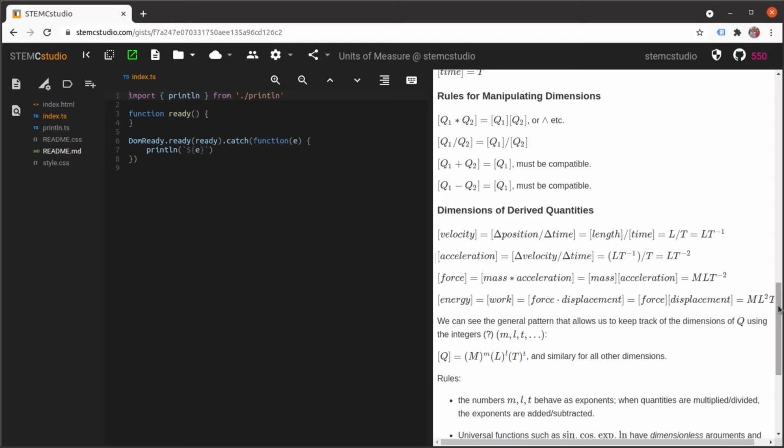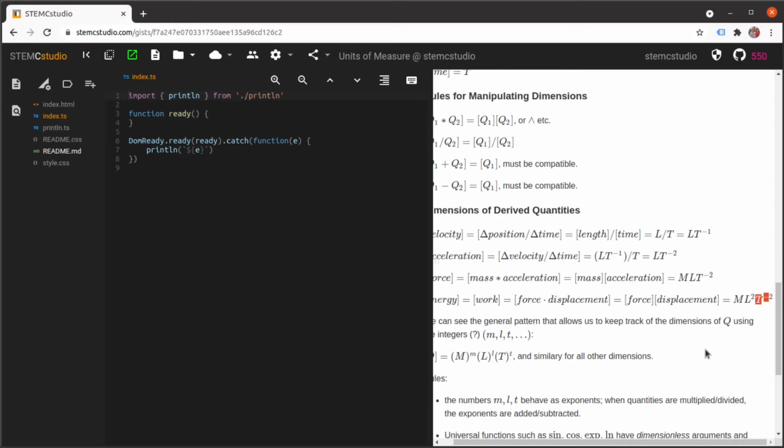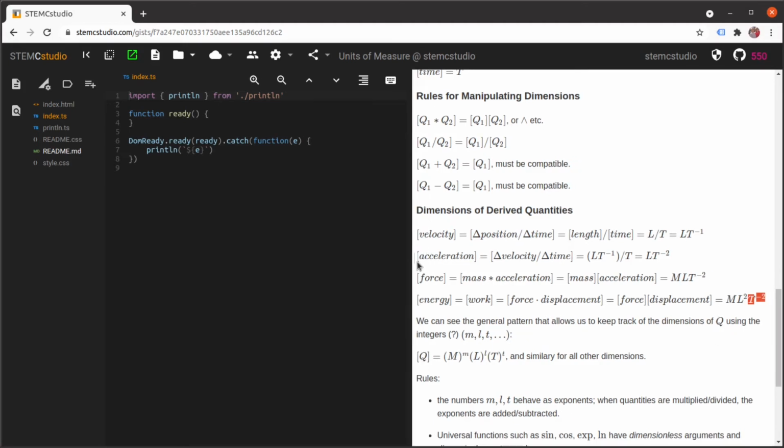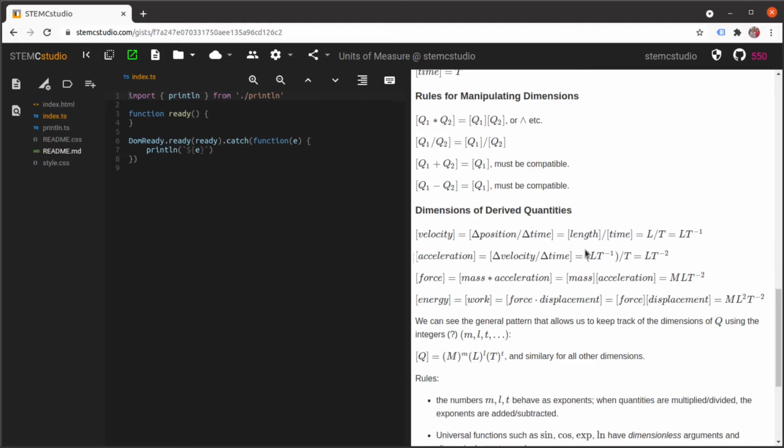Energy, similarly, is M L squared T to the minus 2. That should give you at least an idea of how we're going to combine various physical quantities, even if they're not base quantities, and how to combine those into composite quantities. So how are we going to actually represent those?